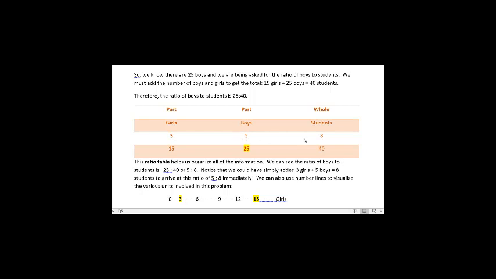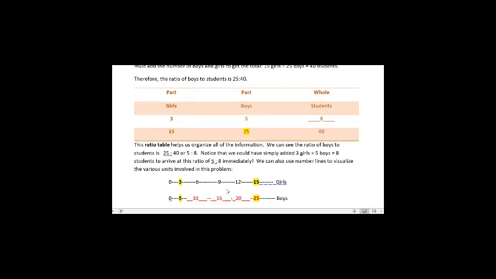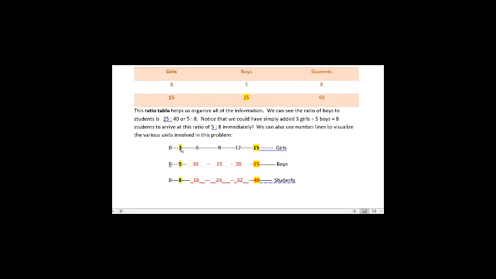If we only have one ratio, it's good enough. Notice we could have simply added 3 girls and 5 boys equals 8 students and arrived at this ratio immediately. In other words, we didn't have to go through 2 steps. We could also use number lines to visualize this. 3 girls to 5 boys, total of 8 students.